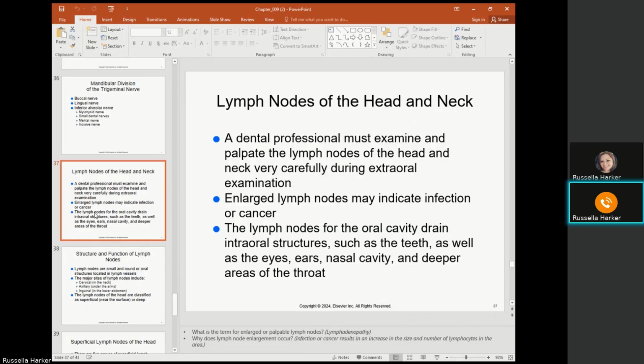Why does lymph node enlargement occur? Well, that's because infection or cancer results in an increased number and size of the lymphocytes in that area. So the number of lymphocytes increases as we have an infection. And so the lymph nodes actually grow because there's more lymphocyte tissue in them or fluid in them.